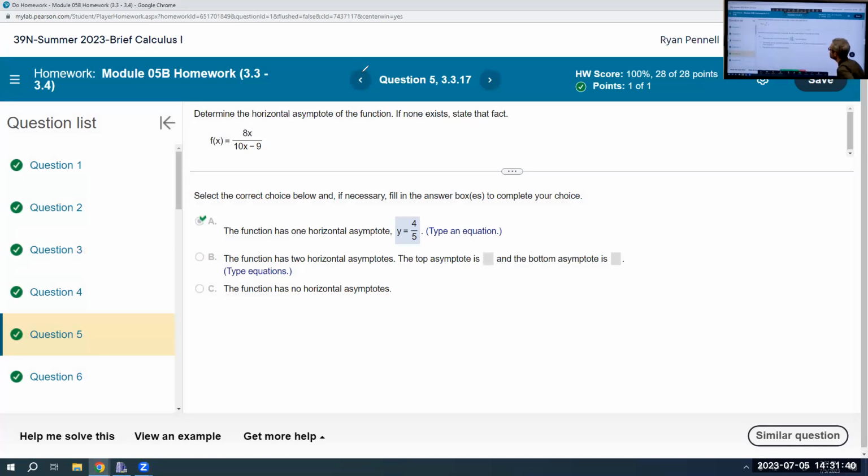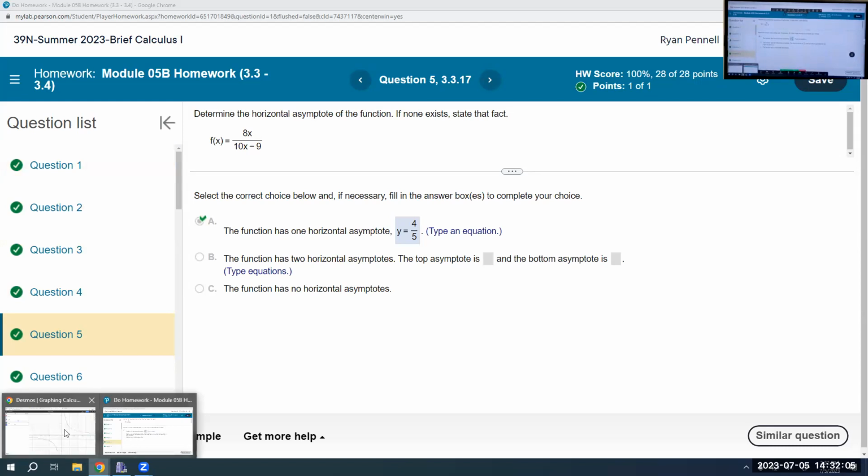Yeah, it is. Determine the horizontal asymptote of the function. If none exists, state the fact. Which one was the horizontal? That's left to right, right? Okay. So for this part, I'm going to pull up the cheat sheet and we're going to kind of go over it together. If this was a normal class, we'd have a big long lecture. I'm just going to pull up the cheat sheet and talk about it.